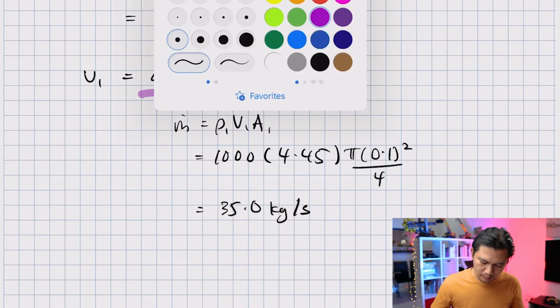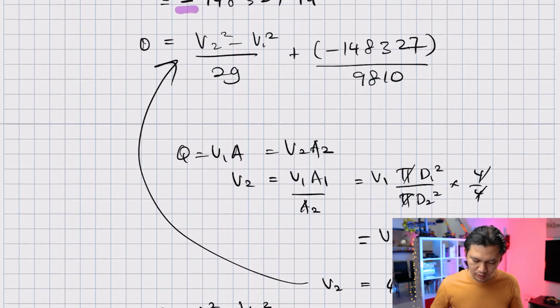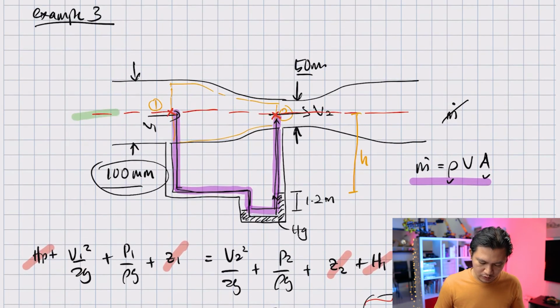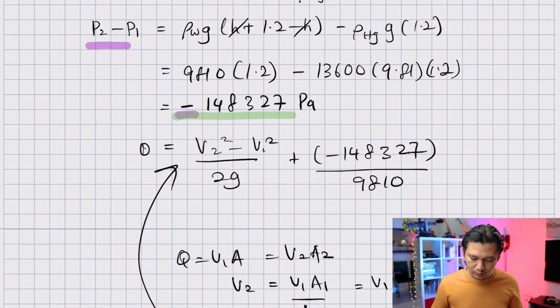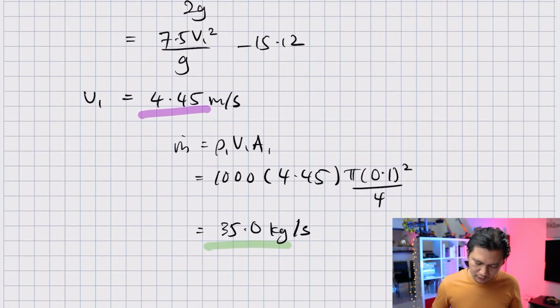And that is our mass flow rate that is going through this Venturi meter. Okay, so the mass flow rate there is 35 kilogram per second. Remember that we noticed before that our pressure difference seems a little bit large here. So because we have this pressure difference to be so large, we suspect that the flow rate will also be large. And then we find out that the flow rate is 35 kilogram per second. So 35 kilogram of water every second. That's a lot of water, right? So I think that this value of mass flow rate is correct.